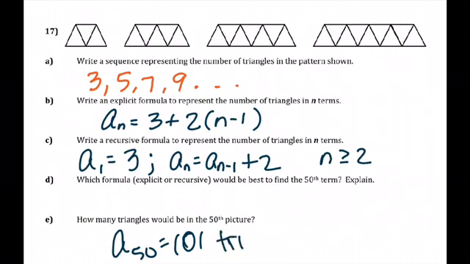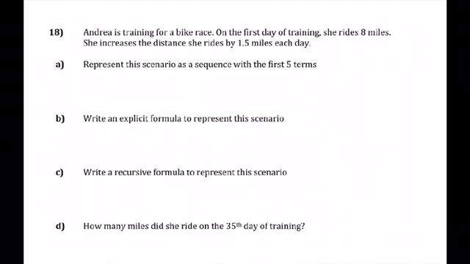And it's a story problem, so we better label it. Okay? All right, we just got a couple more like this. So basically you're deciding, is it arithmetic or geometric, and then write the formulas for them. So Andrea's training for a bike race. On the first day, she is riding 8 miles. So that's day 1, 8 miles. Then she increases by 1.5 miles each day. So what kind of a sequence is that going to be? Arithmetic, because we're adding 1.5, add 1.5, add 1.5. So quickly get the first 5 terms, so the first 5 days.